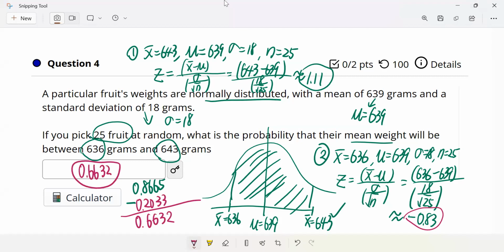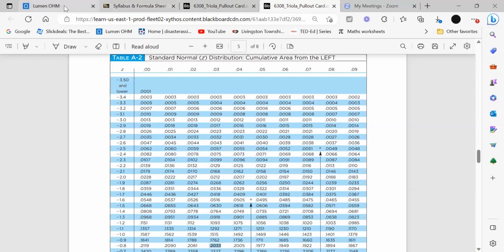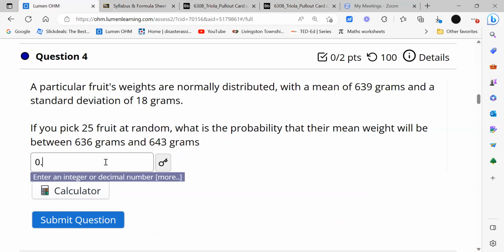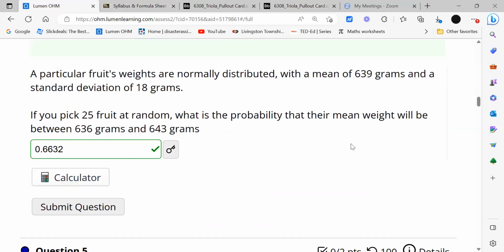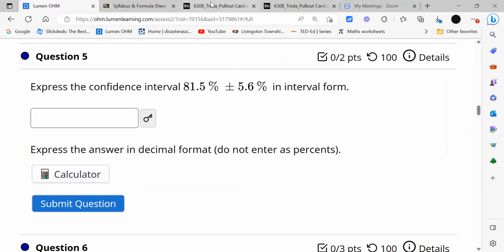Any question about this? Yep, so it's the correct answer. Okay. So we're going to move on to question 5.